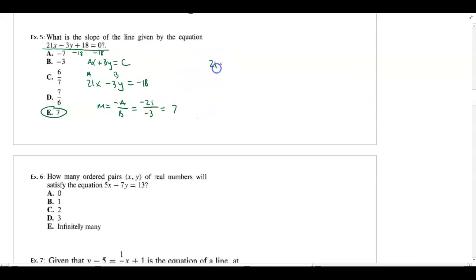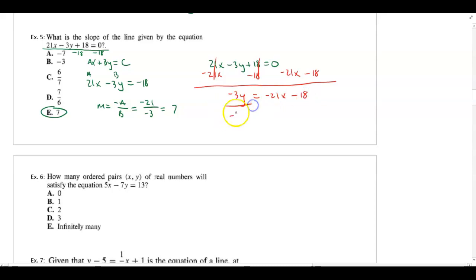If you don't know the shortcut, all you have to do is take this equation and solve for y. Subtract 21x, subtract 18, and you would get -3y equals -21x minus 18. Now, divide everything by -3. Y equals 7x plus 6. And right away, here's my slope. This is my y-intercept, which is 7. Boom.